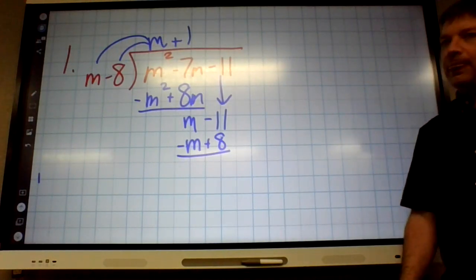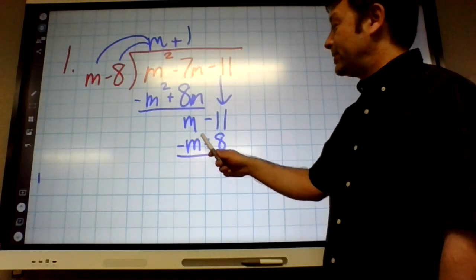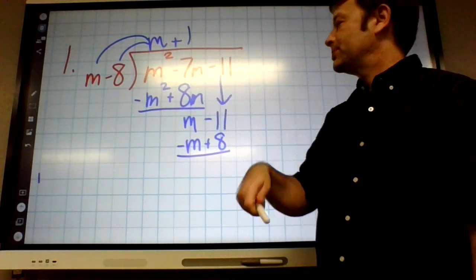Why is it so long? It's called long division for a reason. Okay, it's called polynomial long division as opposed to normal long division.